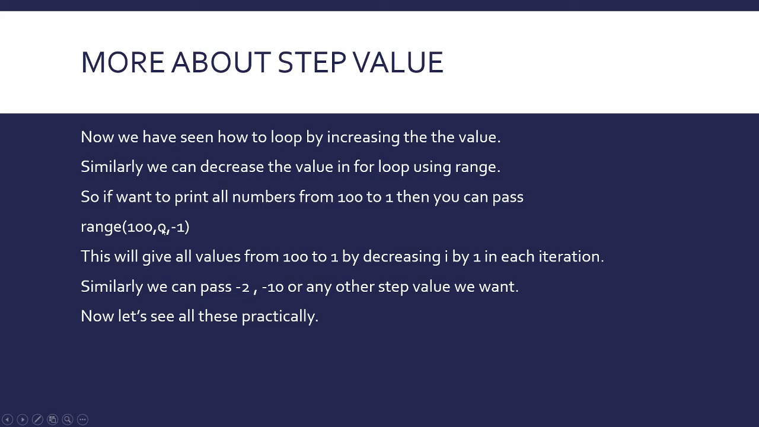So 0 will not be printed, 100 to 1 will be printed, because each time the start value will be decremented by 1. That's why I have written -1 here. The -1 is the step value. So first it will print 100, then 100 minus 1, that is 99. Then the current value of i is 99, so it will decrement 1 from 99 and print 98, and so on. Similarly, we can pass -2, -10 or any other step values as we want.